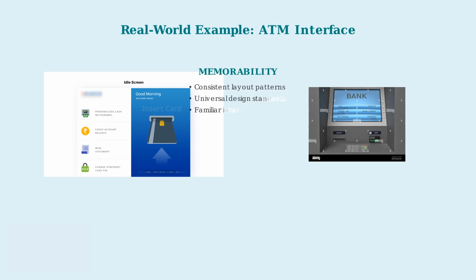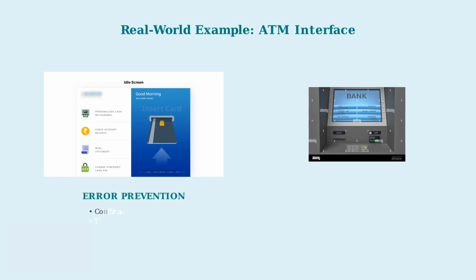Memorability is achieved through consistent design patterns. ATMs worldwide follow similar layouts and interaction patterns. Once you learn to use one ATM, you can easily use others, even after months between visits. Error prevention is built into every step. ATMs provide clear confirmation screens, timeout warnings, and step-by-step guidance. They prevent common mistakes like forgetting your card by requiring card removal before dispensing cash.